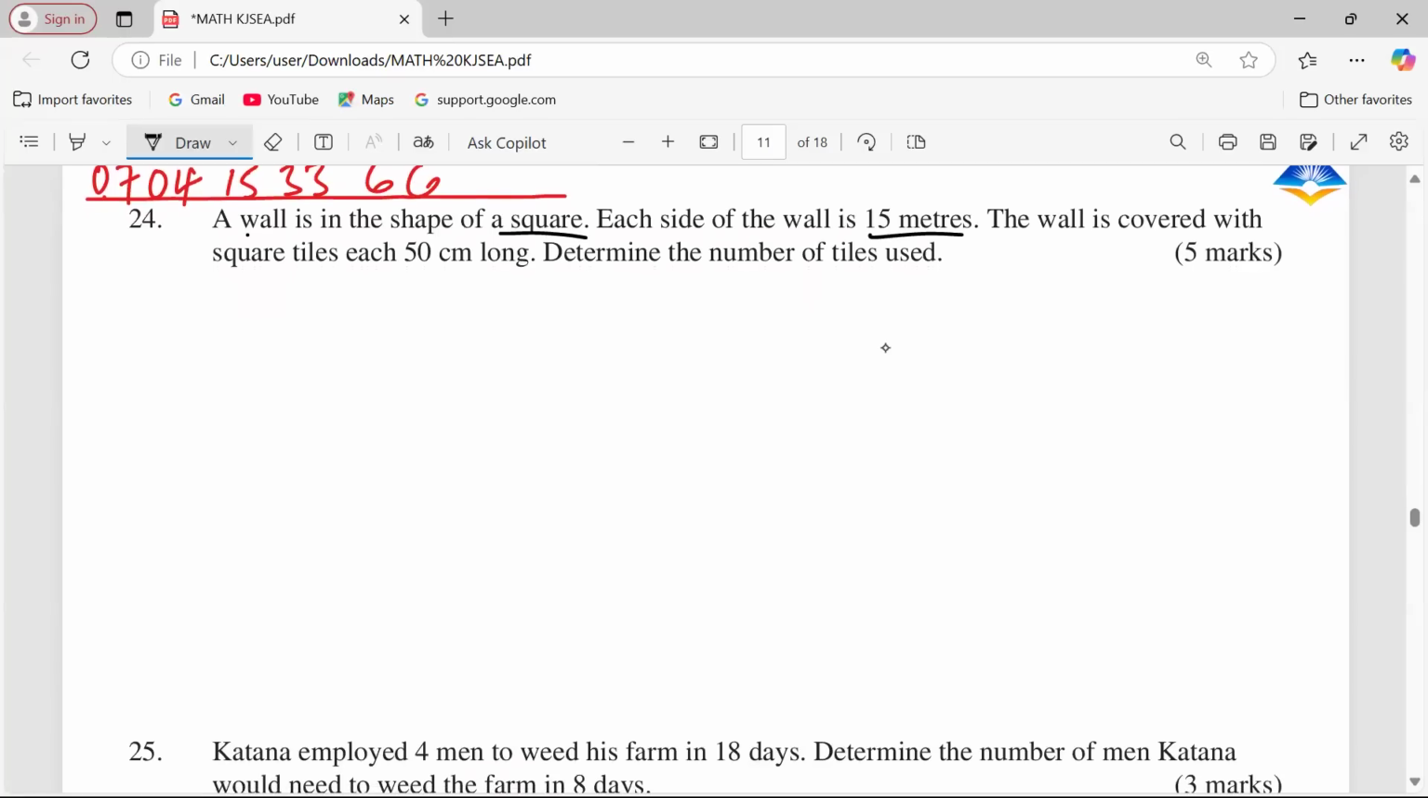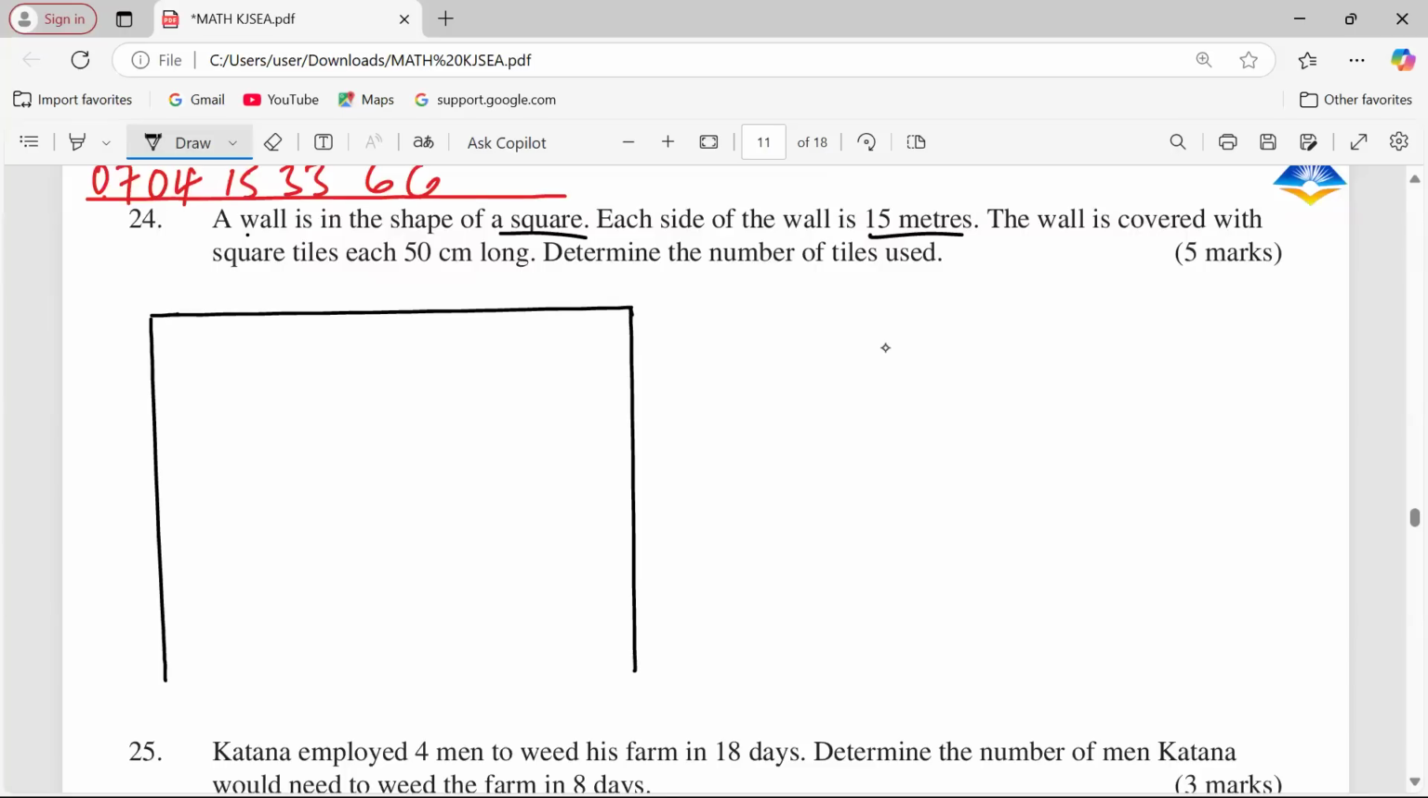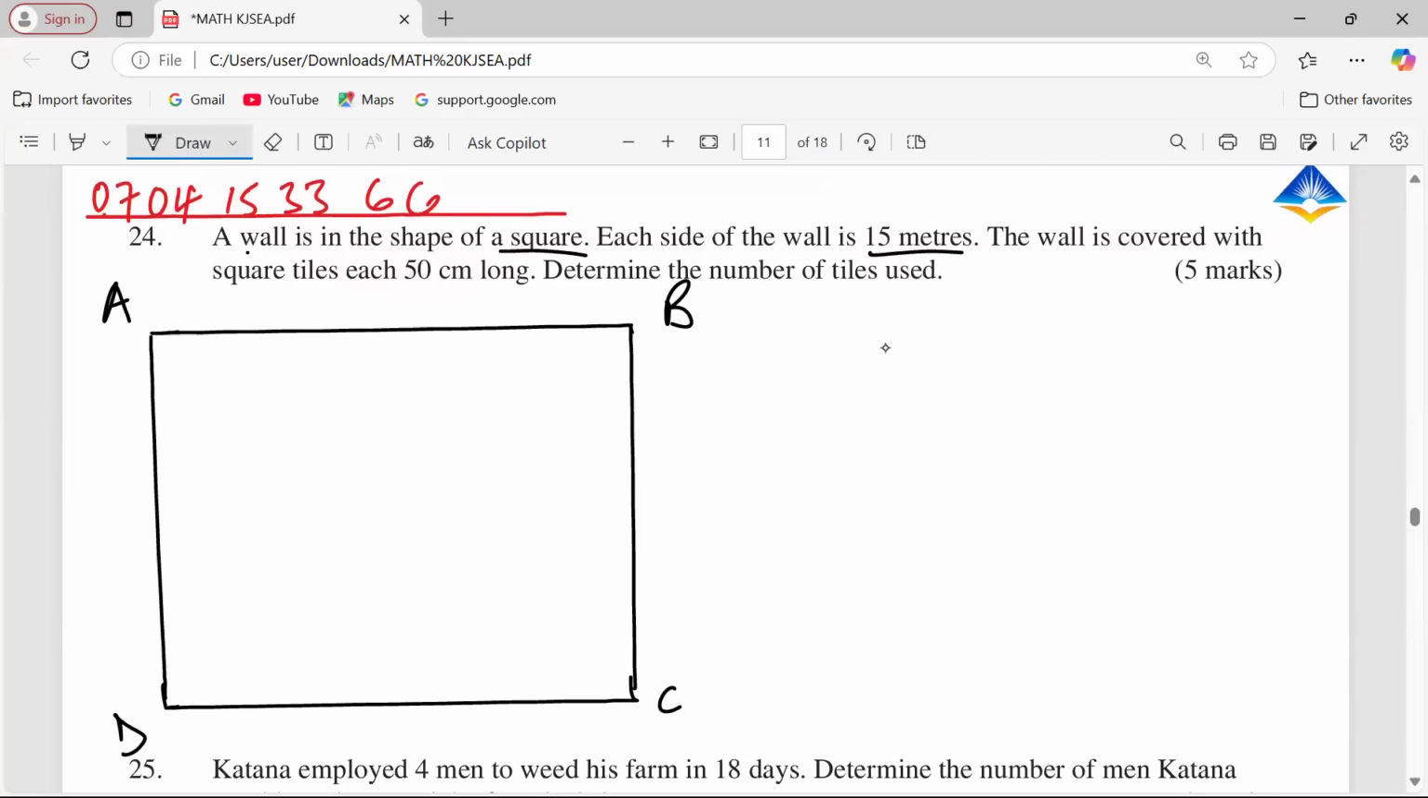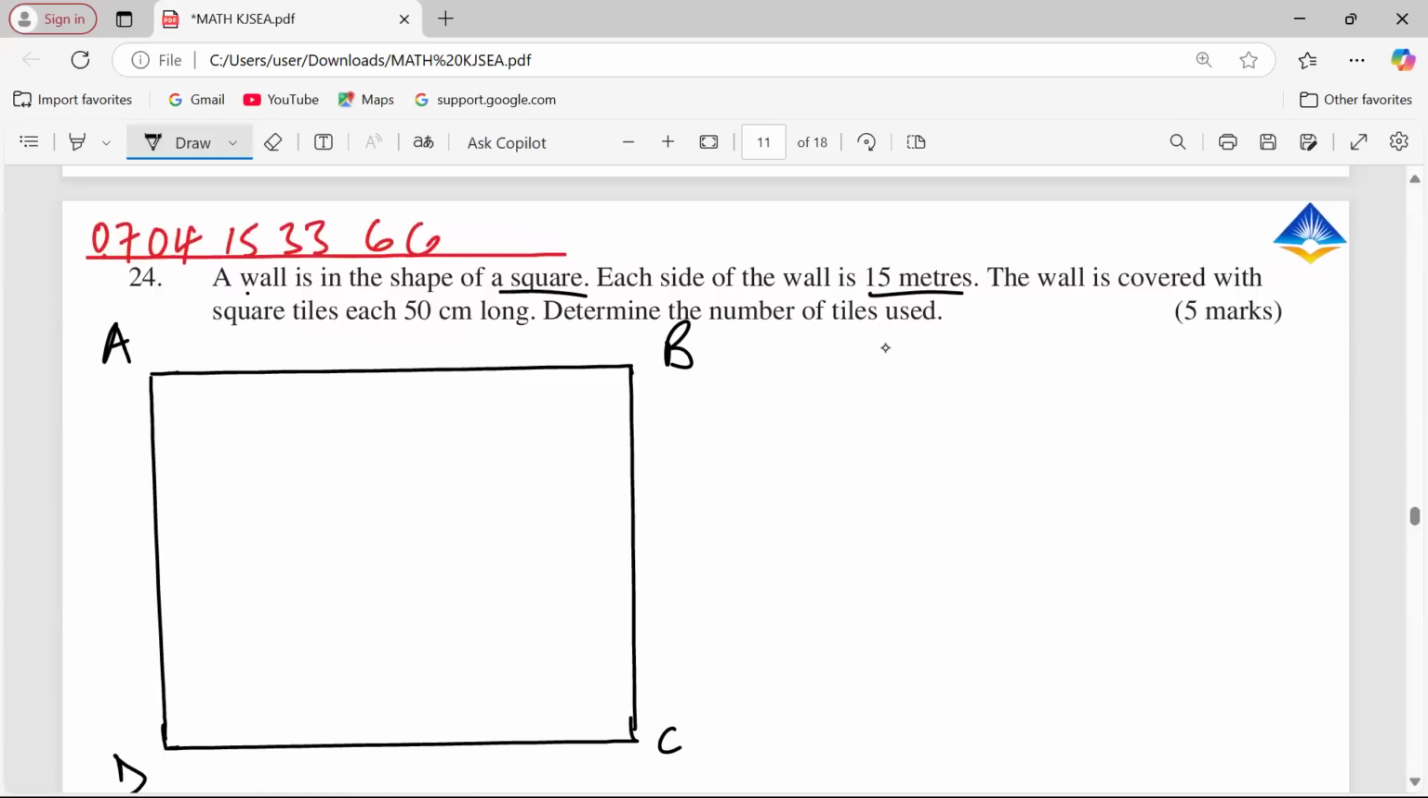Let me just sketch this information. We have a square here. This is a wall. The wall is going to be covered by square tiles. It's a square, and it will also be covered by square tiles. The total length, we can have this one as A, B, C, E. Therefore, from A to B, we have 15 meters. You know, 15 meters is equivalent to 1500 centimeters.